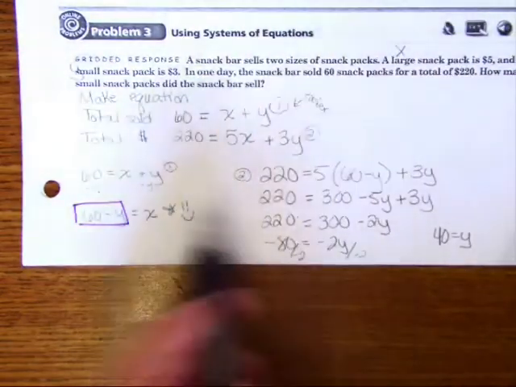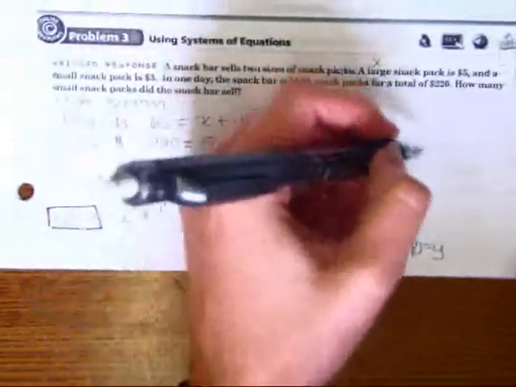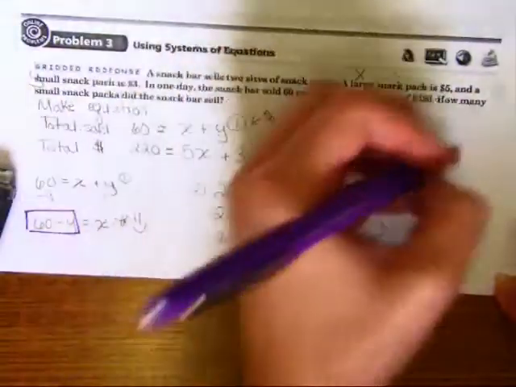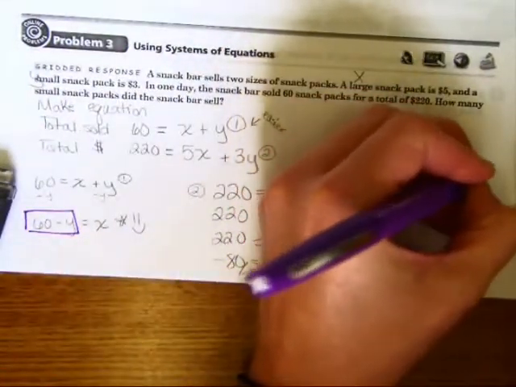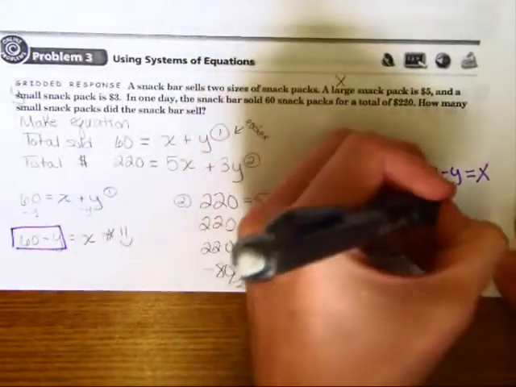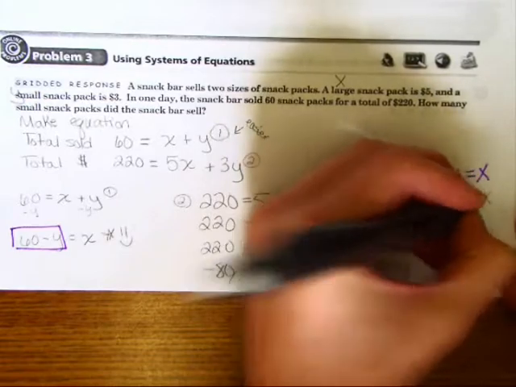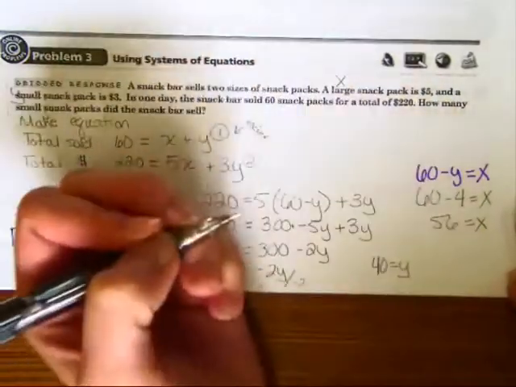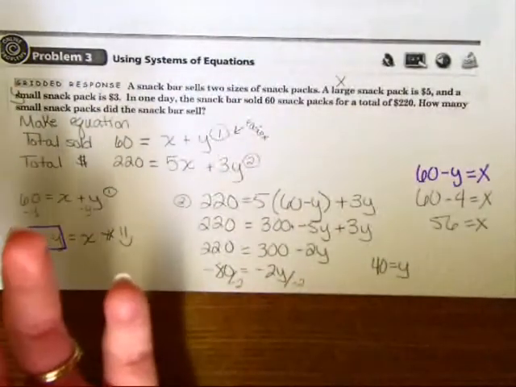Once you get one answer, I like to use the box where we were to help us plug into the other. So remember where we had that box way over here? We had 60 minus y equals x. So let's plug in y. 60 minus 4 equals x. Well, 60 minus 4 is 56. That equals x.